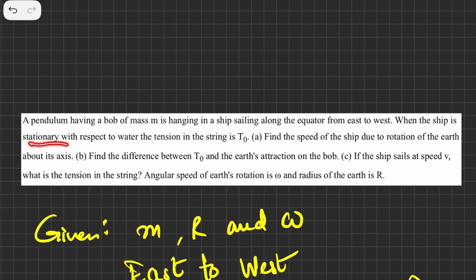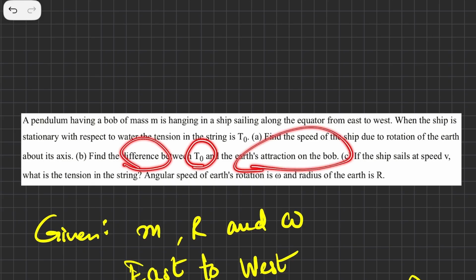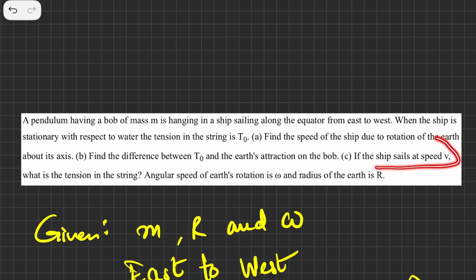When the ship is stationary with respect to water, the tension is T0. So right now nothing is happening, the ship is at rest and the tension is T0. What we are supposed to find out: first, the speed of the ship due to the rotation of the earth about its axis. Second, the difference between the tension and the earth's attraction, that is the gravitational pull. And third, if the ship starts with the velocity v, what is the tension in the string? They have given the angular velocity omega, and the radius is capital R.